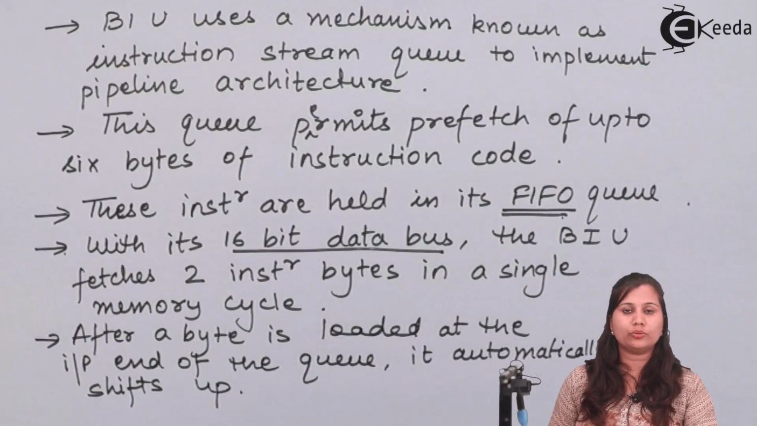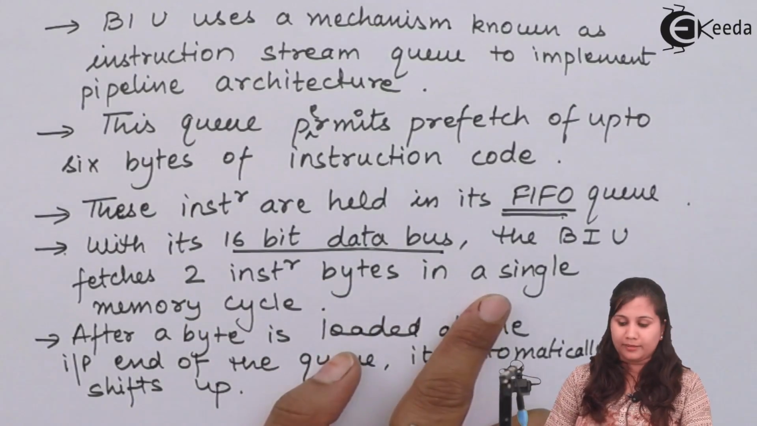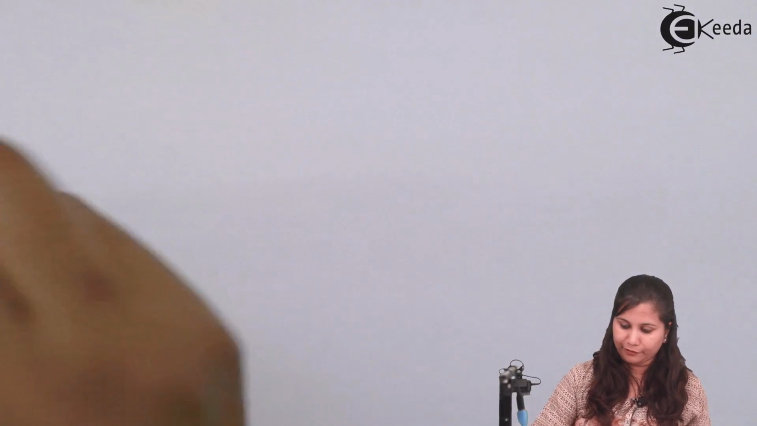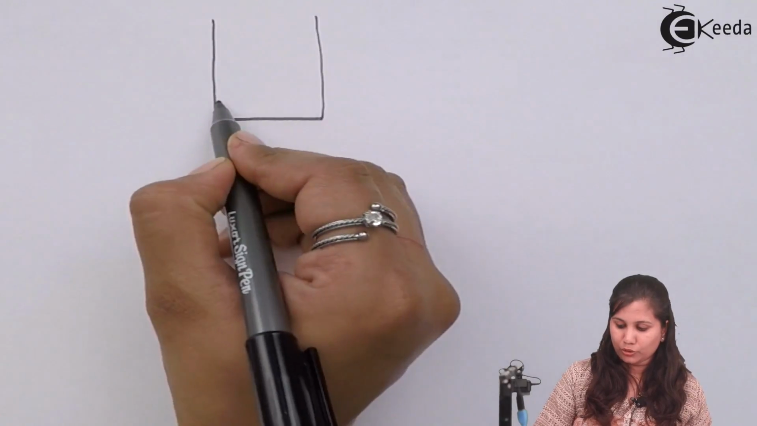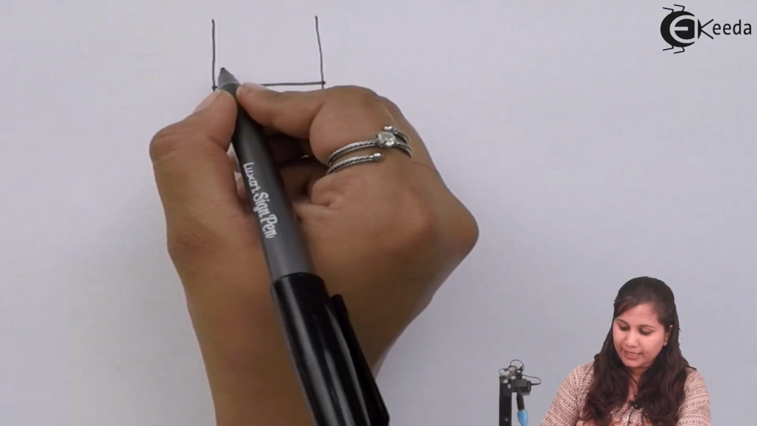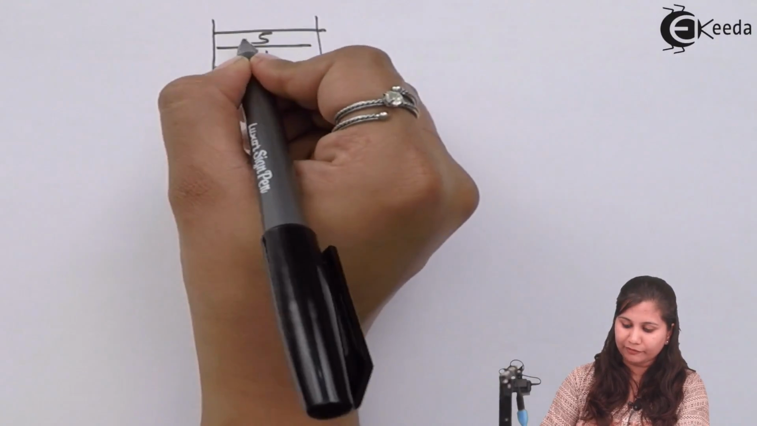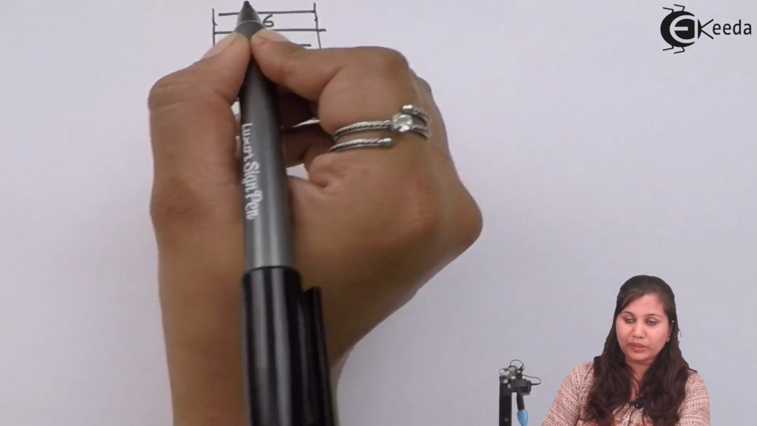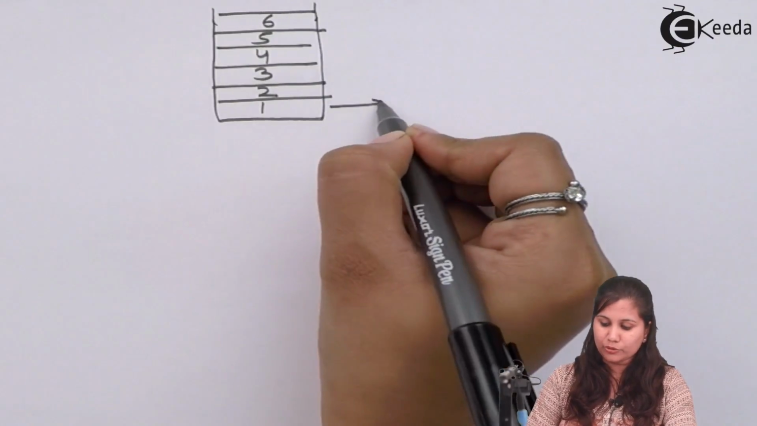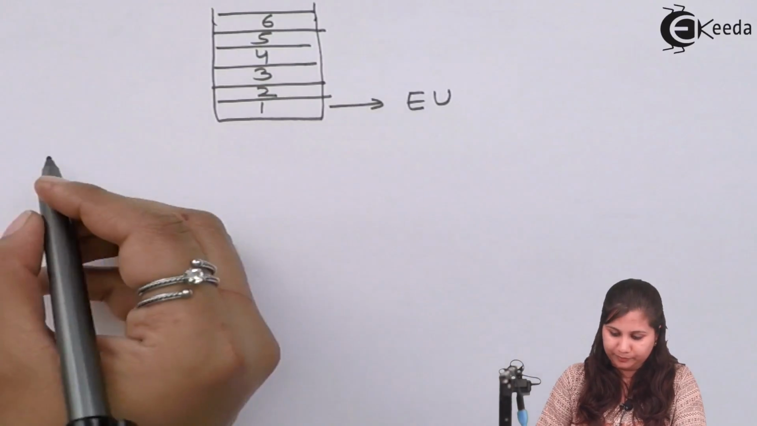So in the instruction queue, the first byte of the instruction will be stored, because 2 instruction bytes are fetched by the BIU. If this is the memory, the first and second instruction bytes will be stored in one memory cycle. In the next memory cycle we have the third and the fourth, and in the next memory cycle we have the fifth and the sixth. In this way, the first element goes at the bottom of the queue, and when the execution unit reads the first one, it is going to execute it.